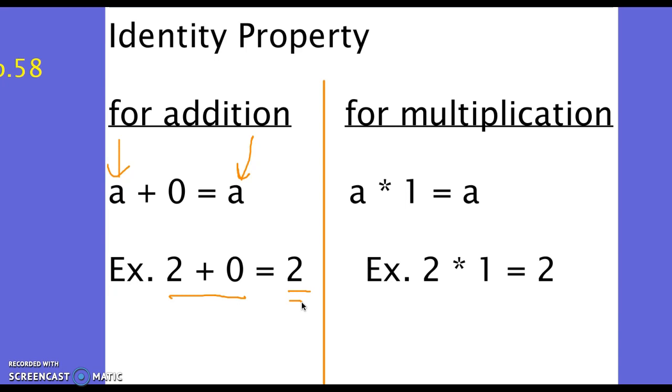For multiplication, for a number to stay the same, we would have to multiply it by 1. So any number times 1 keeps the number the same. So 2 times 1 keeps the number the same. It's still the number 2. So again, the identity property is all about a number staying the same, and for addition for that to happen, it would be adding 0 to the number. And for multiplication for it to happen, it would be multiplying a number by 1. So if you want to write those examples down, hit pause and then hit resume when you're ready.